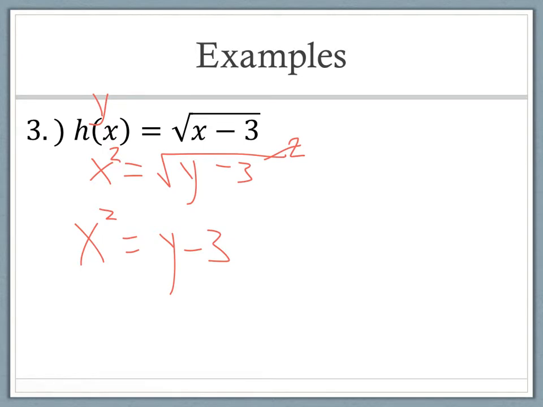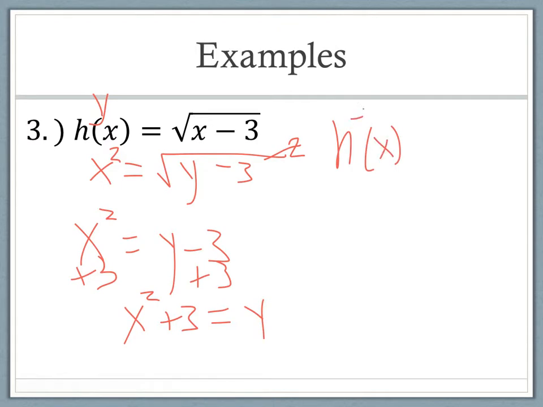Now we just solve for y, so we add 3 to both sides. So our answer is x squared plus 3 equals y. Now remember, we didn't start with y, we started with h of x, so I'm going to go ahead and put h of x, but put my inverse sign since I did the inverse, equals x squared plus 3.